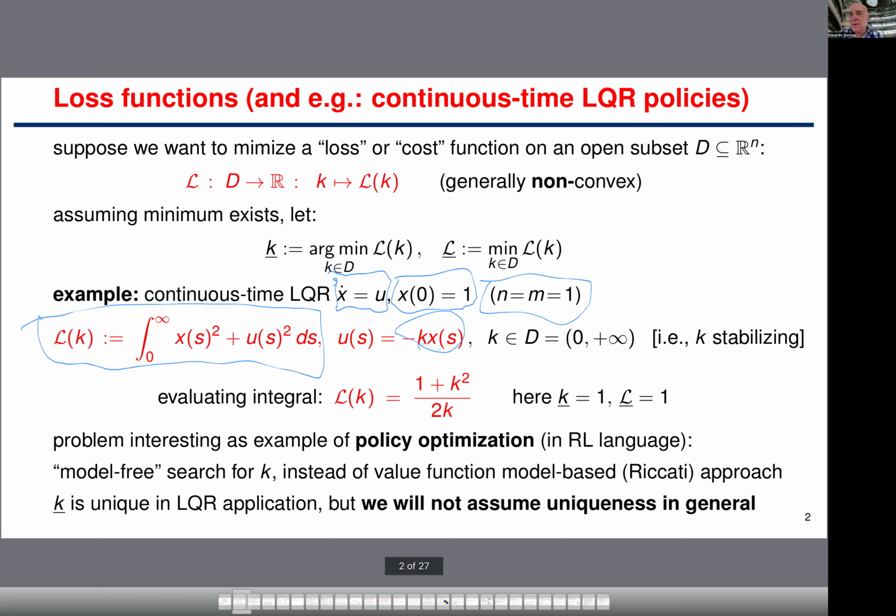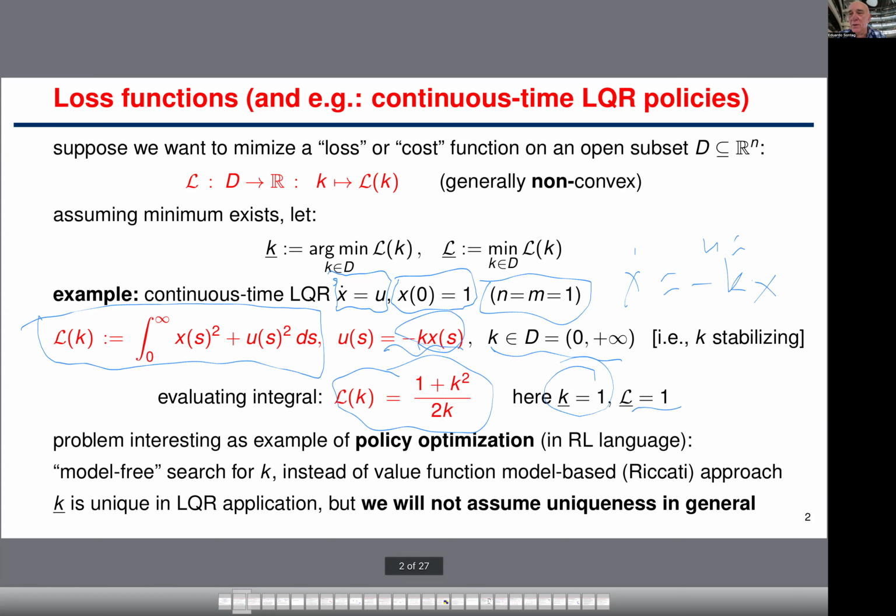And the cases that I will allow are the ones that stabilize the system, right? We have x dot is negative kx, because that was u. Then I want k to be positive, I'm sorry, because I'm using negative feedback. If we evaluate this integral, you get that the loss function looks like this. And in particular, its minimum value is 1, which is achieved at the point k equals 1. So that's all very classical.